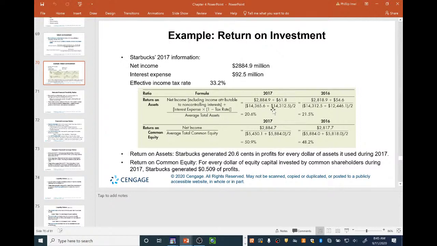So average total assets. The reason we're seeing two amounts here divided by 2 is that the way you find average total assets is you take assets at the beginning of the period, assets at the end of the period, and divide it by 2. Okay.